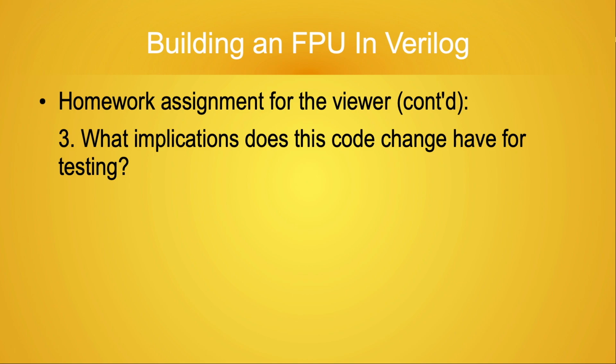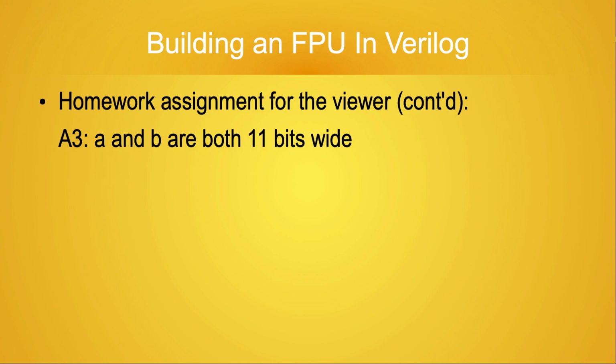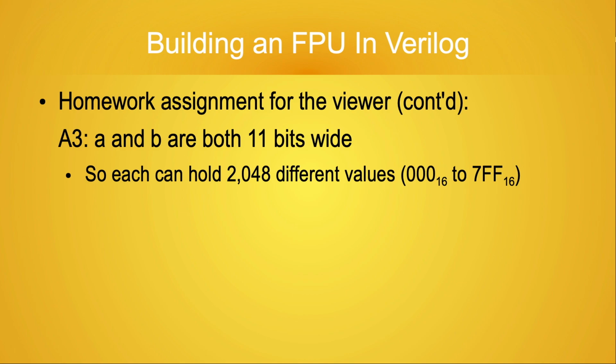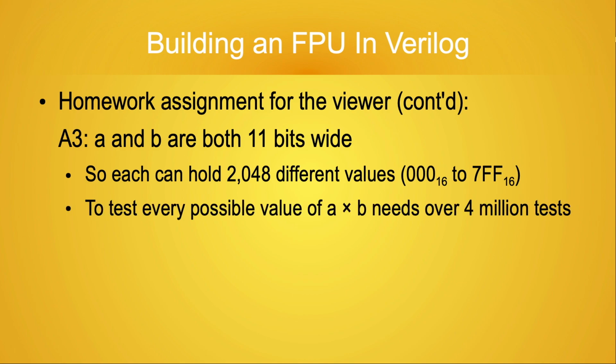The final question was, what implications does this code change have for our testing procedures? For the half precision IEEE floating point format, A and B are each going to be 11 bits wide. This means that there are 2048 possible values which can be stored in each of A and B. In hexadecimal, these 2048 values range from 000 to 7FF. If we exhaustively test all possible values of A and B to verify that the multiply circuit works in all cases, then the number of tests we need to perform is over 4 million cases.